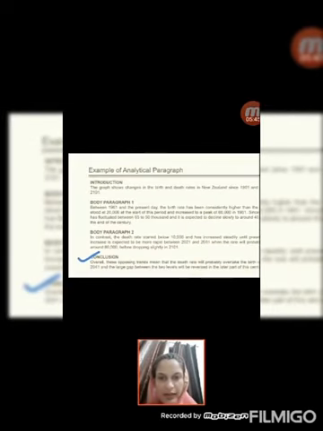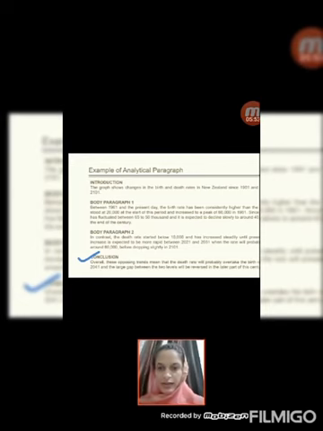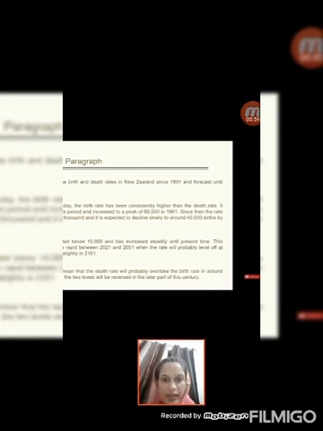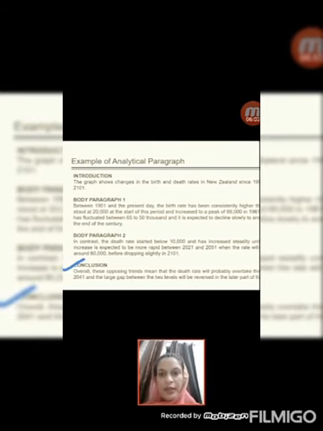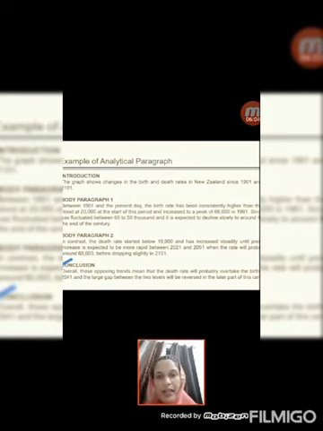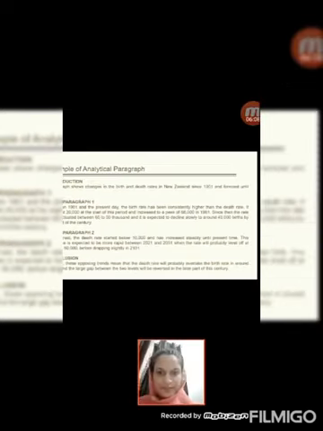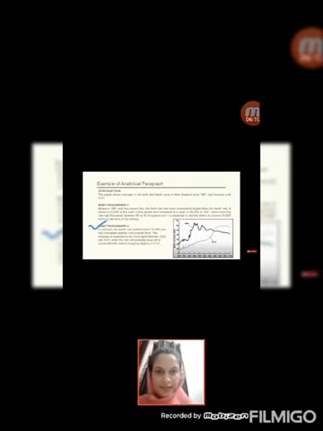Now we'll come to our last element, that is conclusion. Here we will talk about the previous terms which we have mentioned in the introduction and the body. Overall, these opposing trends mean that the death rate will probably overtake the birth rate in around 2041, and the large gap between the two levels will be reversed in the later part of the century.